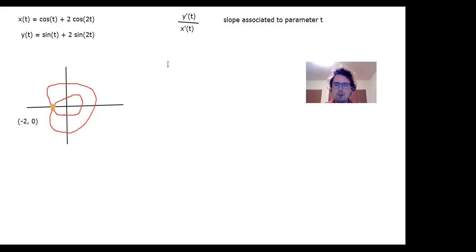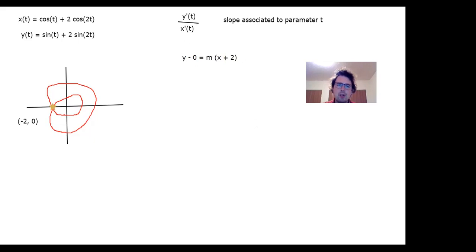So the equation for my tangent line would look like y minus the y value of the point I'm trying to hit. Well, that's 0 in this case. And this needs to be equal to the slope times x minus the x coordinate I'm trying to hit. So here that's going to be -2. And just to clean things up a bit, let's remember that subtracting a negative number gives me a positive number. So all I really have to do is calculate this slope.